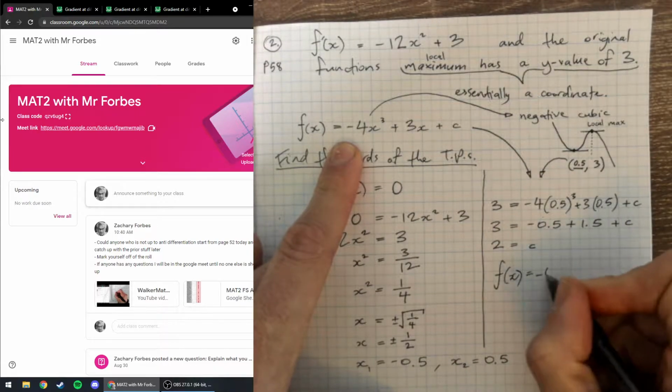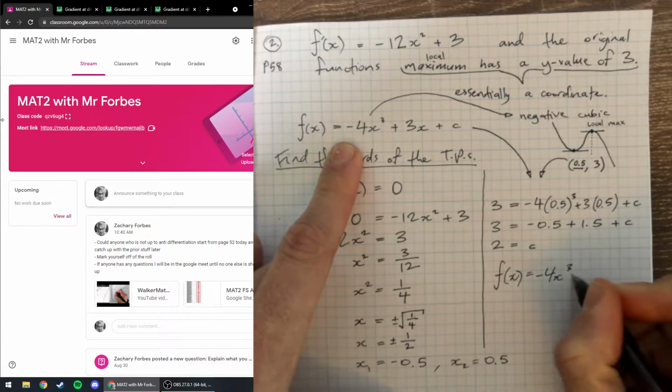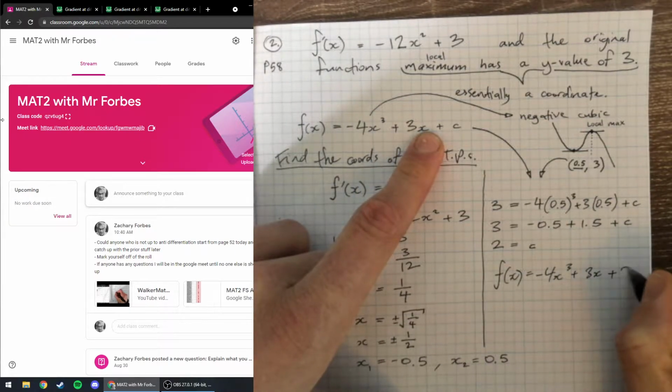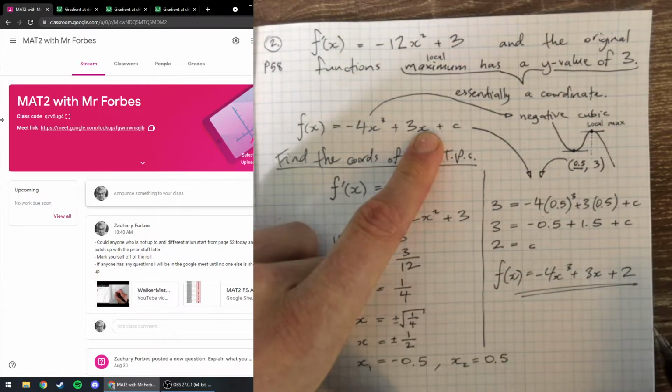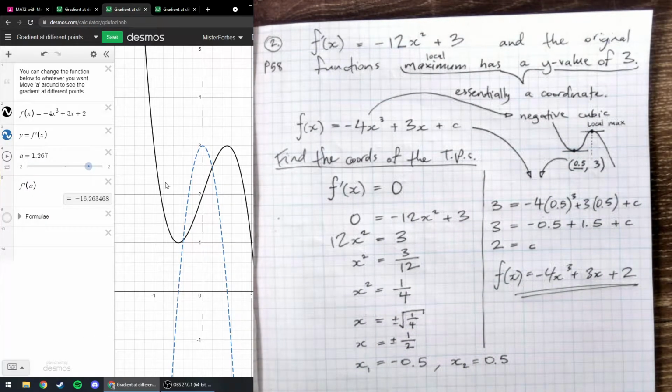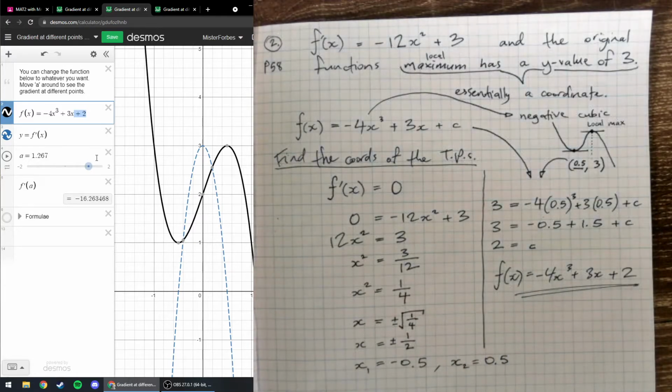So therefore our function is going to be this. y equals negative 4x cubed plus 3x plus 2. That is our original function. Let's have a look at that. Okay. Ooh, let's make sure I got it right first, obviously. Yes, sweet.